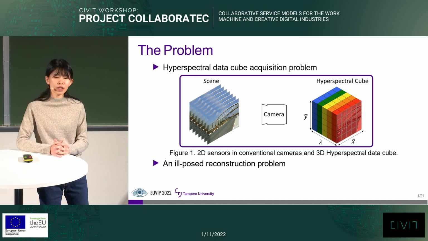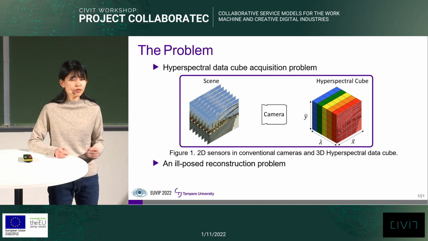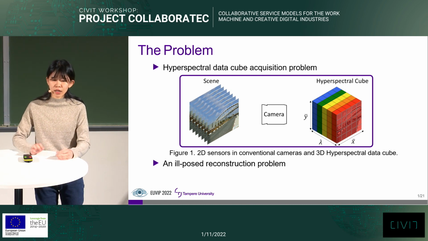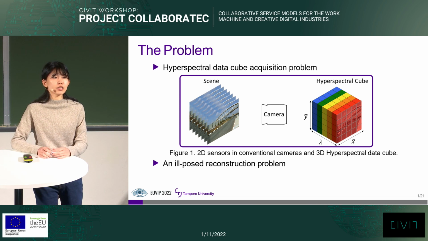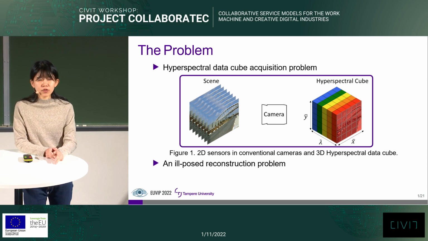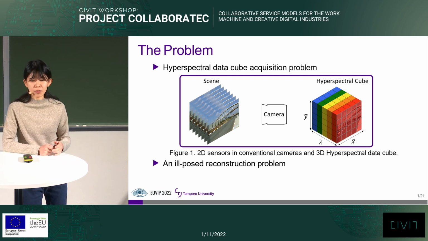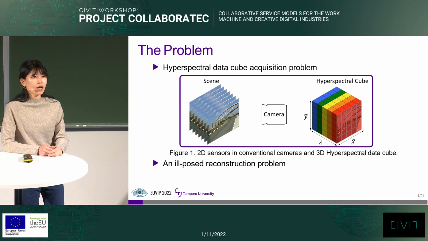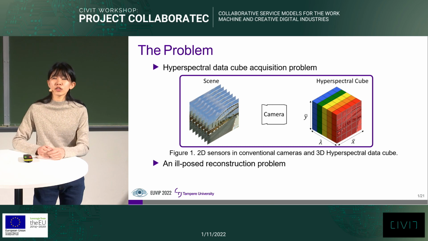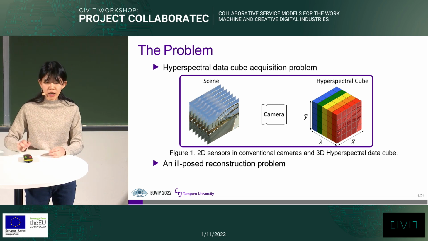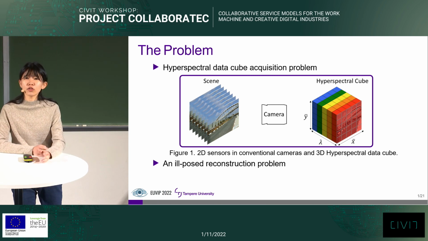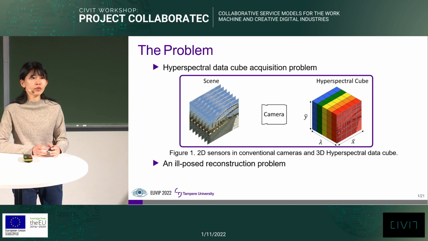First, the problem. There are two different big problems. First, how to capture the hyperspectral data cube. As you can see, the hyperspectral data cube is a 3D data cube, which includes two dimensions for the spatial domain, notated by X and Y in the picture, and lambda, which denotes the spectral domain, which can be continuous or discrete.